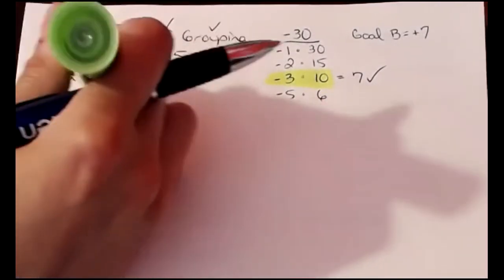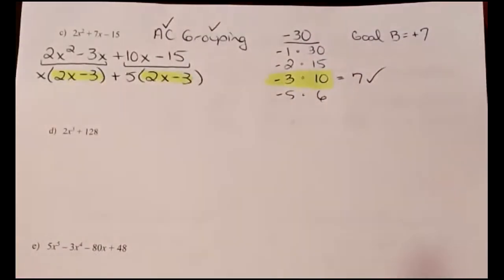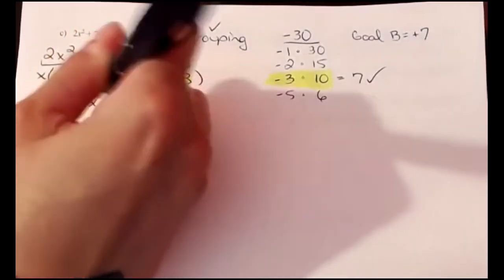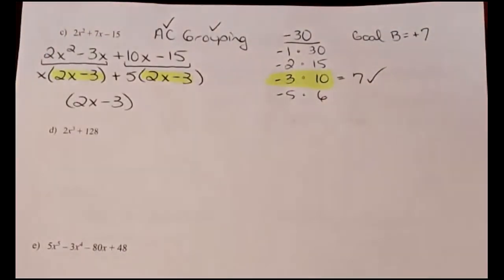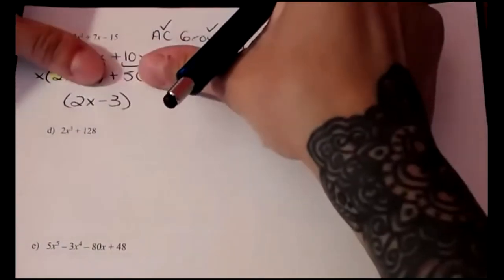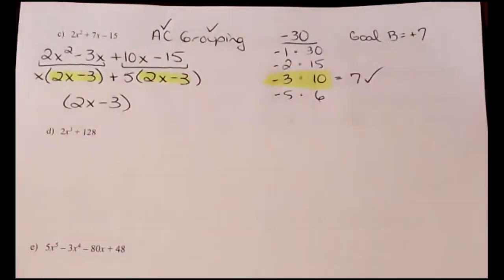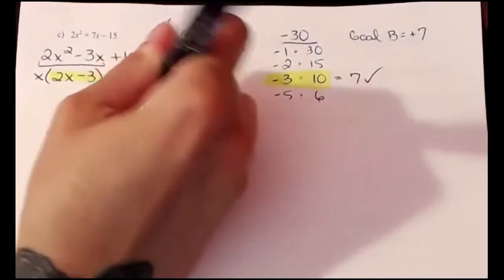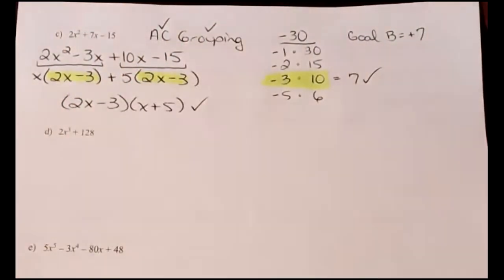Notice that in this line, we have a binomial factor that repeats itself, aka this now becomes our GCF. So we're going to factor out the 2x minus 3 from each term. If we take 2x minus 3 out of each term, you're left with x plus 5. And there you have it. As always, make sure you distribute to verify that you have the original polynomial.